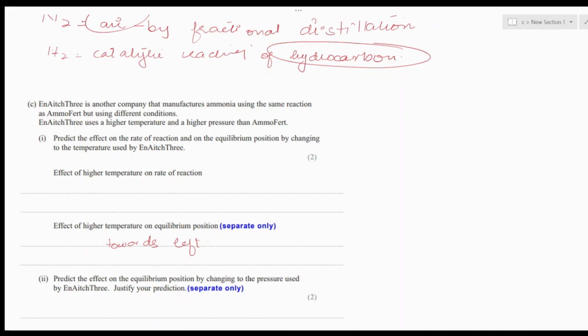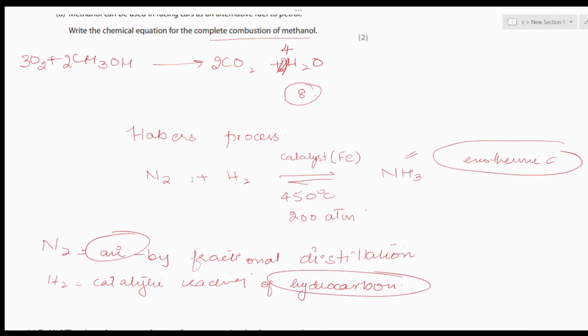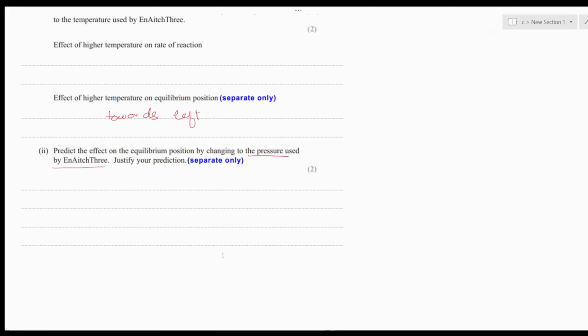Predict the effect of changing the pressure used by NH3. Okay, NH3 has increased the pressure. So let's move to the balanced chemical equation. When we increase the pressure, increasing the pressure moves the reaction towards the side with fewer moles. So it would move toward the right.